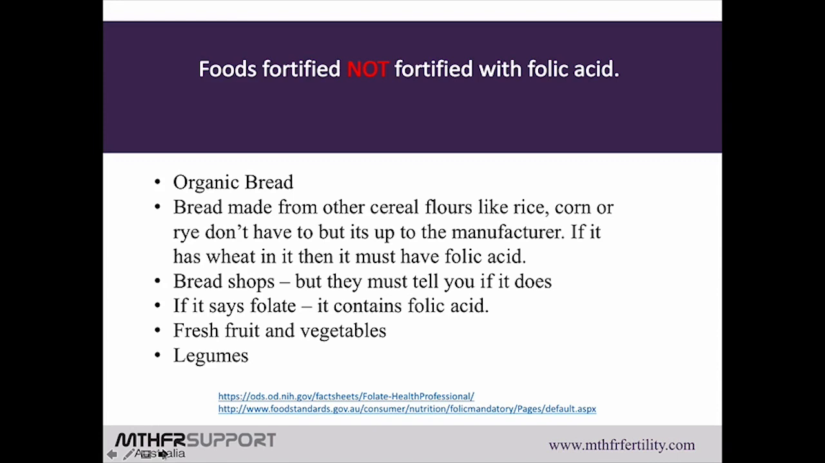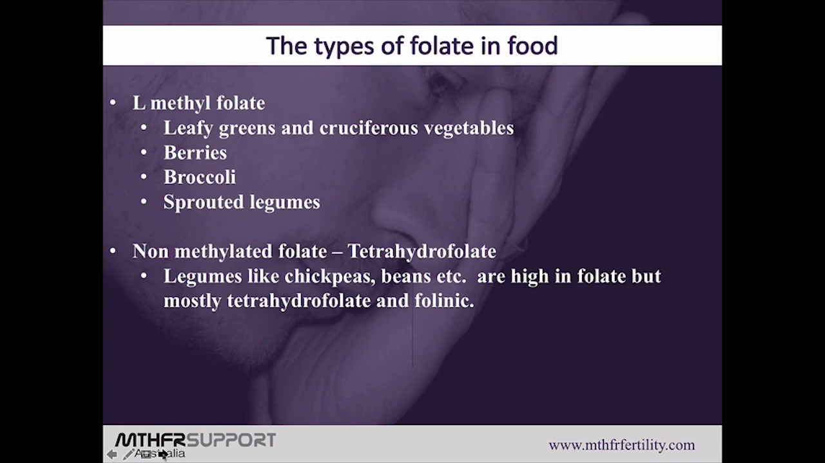Again, our fresh fruit and vegetables and our legumes do not have folic acid. They are naturally occurring folates. And there are different forms. Essentially, methylfolate, tetrahydrofolate, and folinic occur naturally in our foods. And so our leafy greens and cruciferous vegetables like cauliflower and broccoli and cabbage will all have methylfolate. Berries and broccoli and sprouted legumes all have methylfolate.